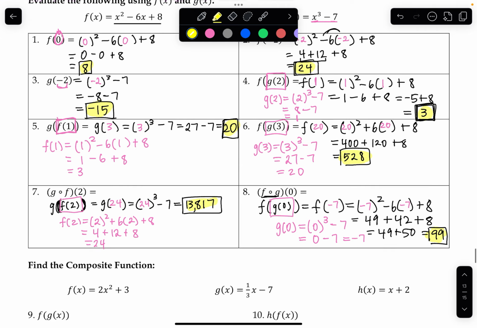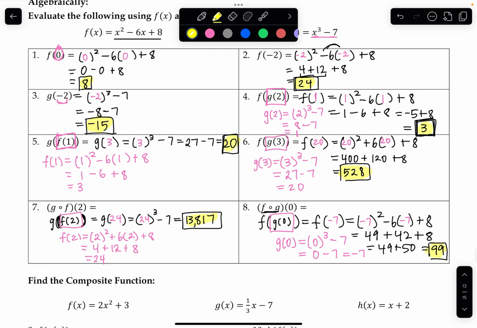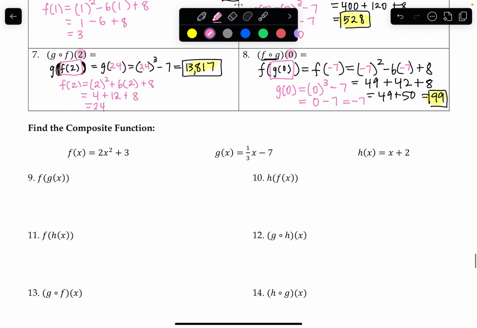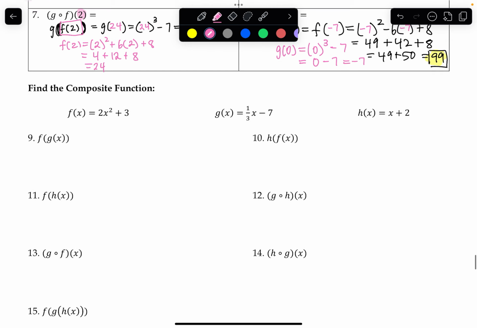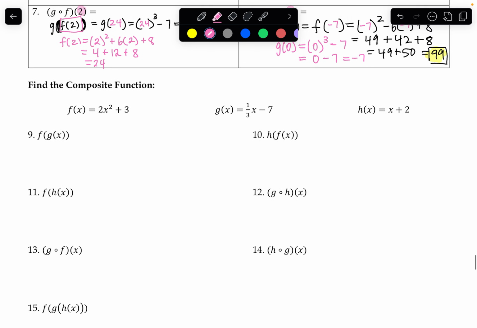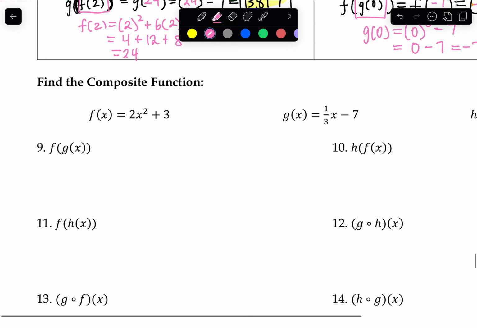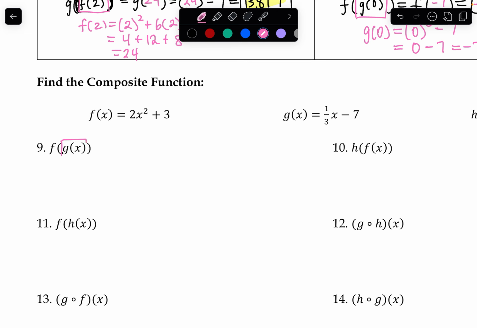Okay, and so for each of these examples, we were evaluating the composition for a specific value. In each case, there was a number inside the parentheses. Now we can find what the actual composition function is in terms of x. Here we've got 3 different functions, and we are going to compose them together to find the new function. And so here's where colors might help. Here our inside function is g of x, and our outside function is f of x. And so I'm going to kind of color code the functions.